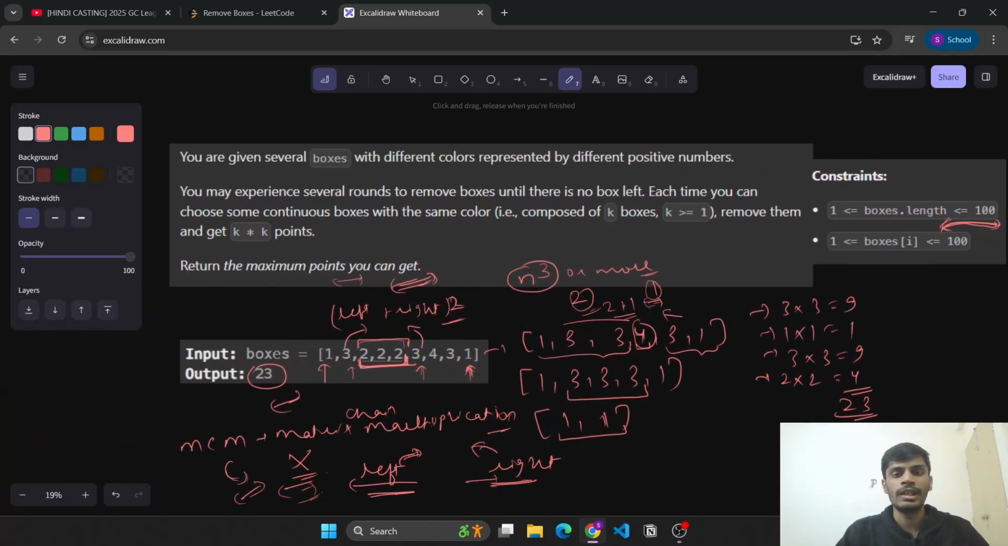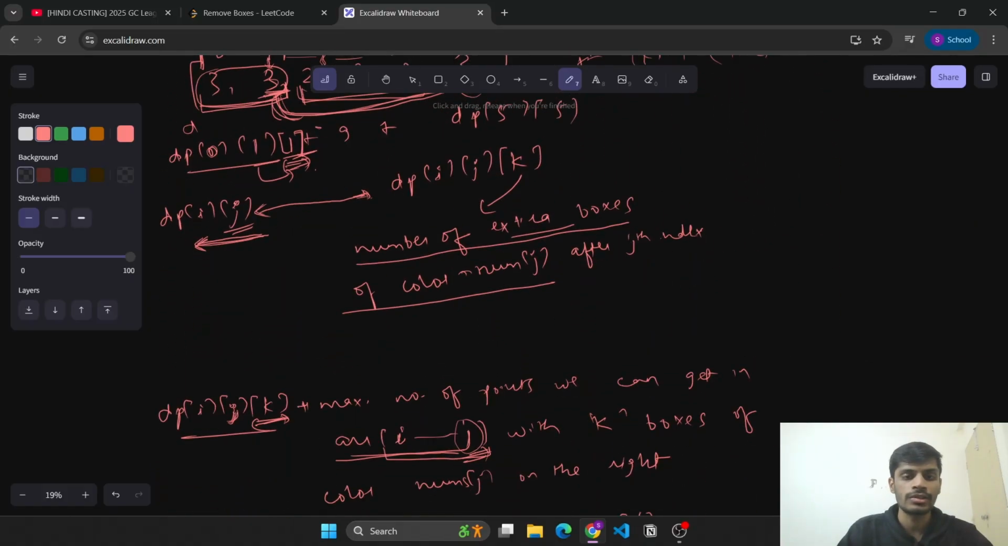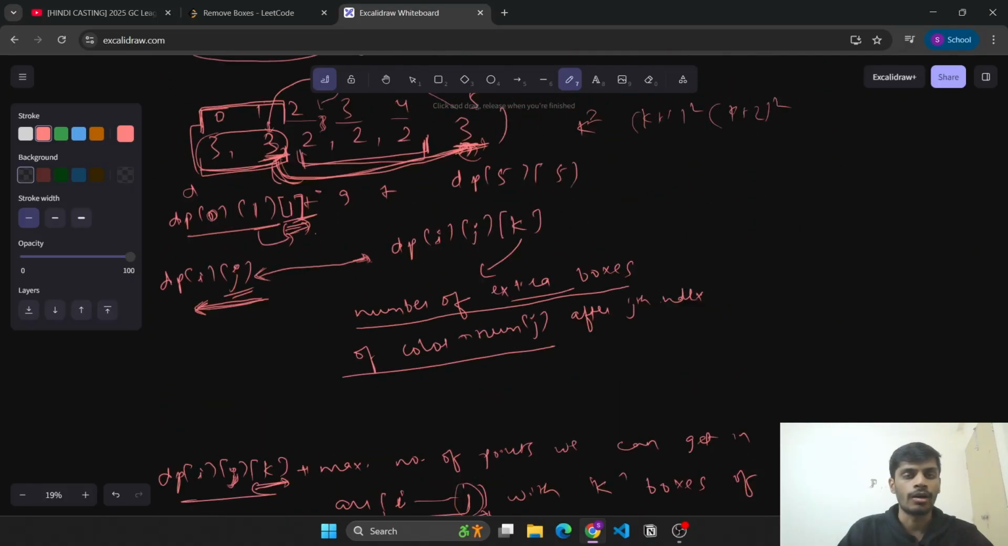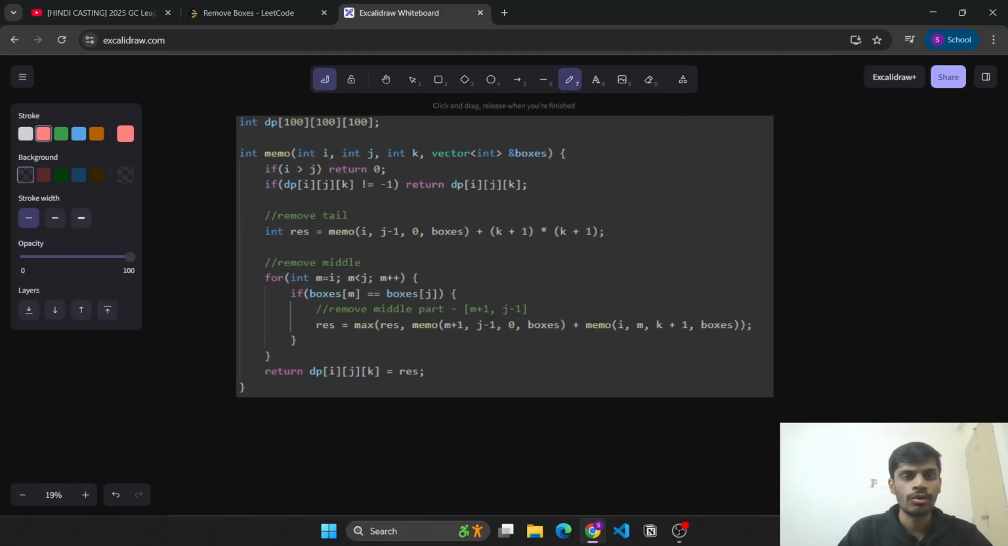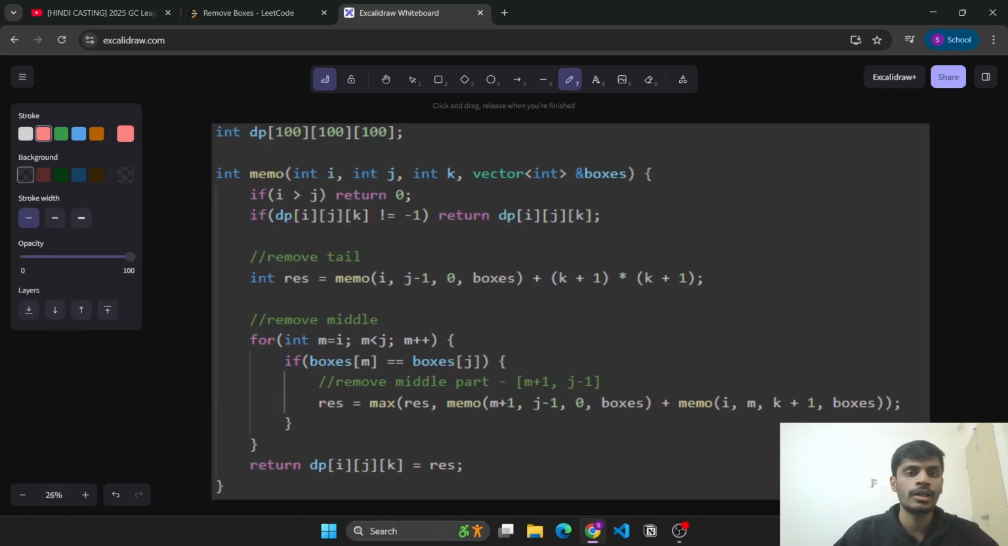So let's see the code of the discussed approach. We'll be using the two transitions that we had here. This is the simple code that we have. We create the dp variable of i, j, k, and if at any point this i becomes greater than j, that means we do not have any subarray, right? This is not any subarray, right? So we'll simply return 0.